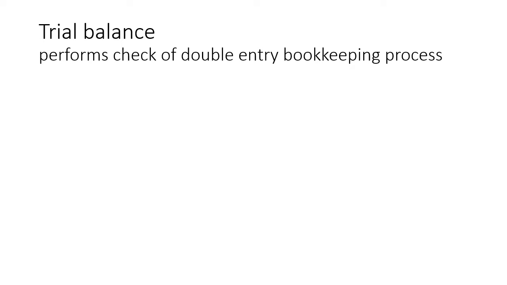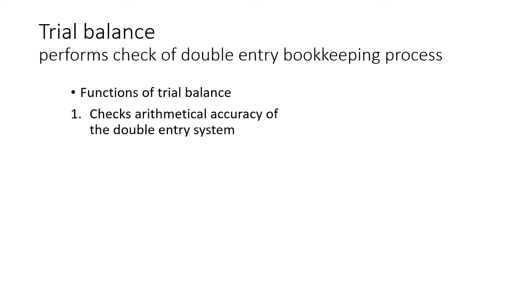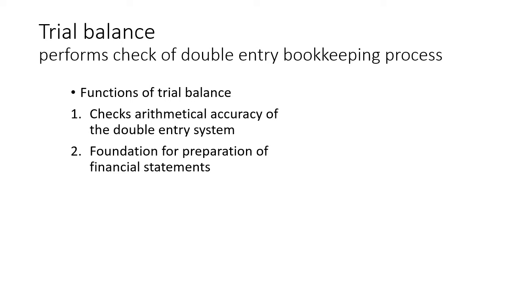Trial balance performs a check of the double entry bookkeeping process. There are actually two functions of a trial balance. The first one is that the trial balance is used to check the arithmetical accuracy of the double entry system. Number two, it is the foundation for preparation of financial statements.